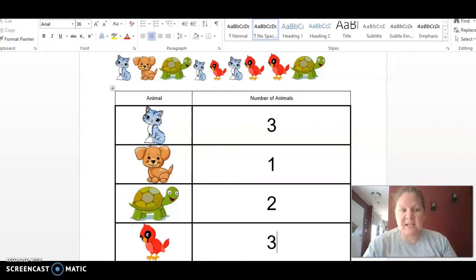Looking at this, can somebody tell me which two pets have the same number? Good. The cat and the birds. And I didn't have to look up here. I could just look at my table and say, well, cats has 3 and so does birds. So they're both the same. So we have the same number of cats as we have birds.